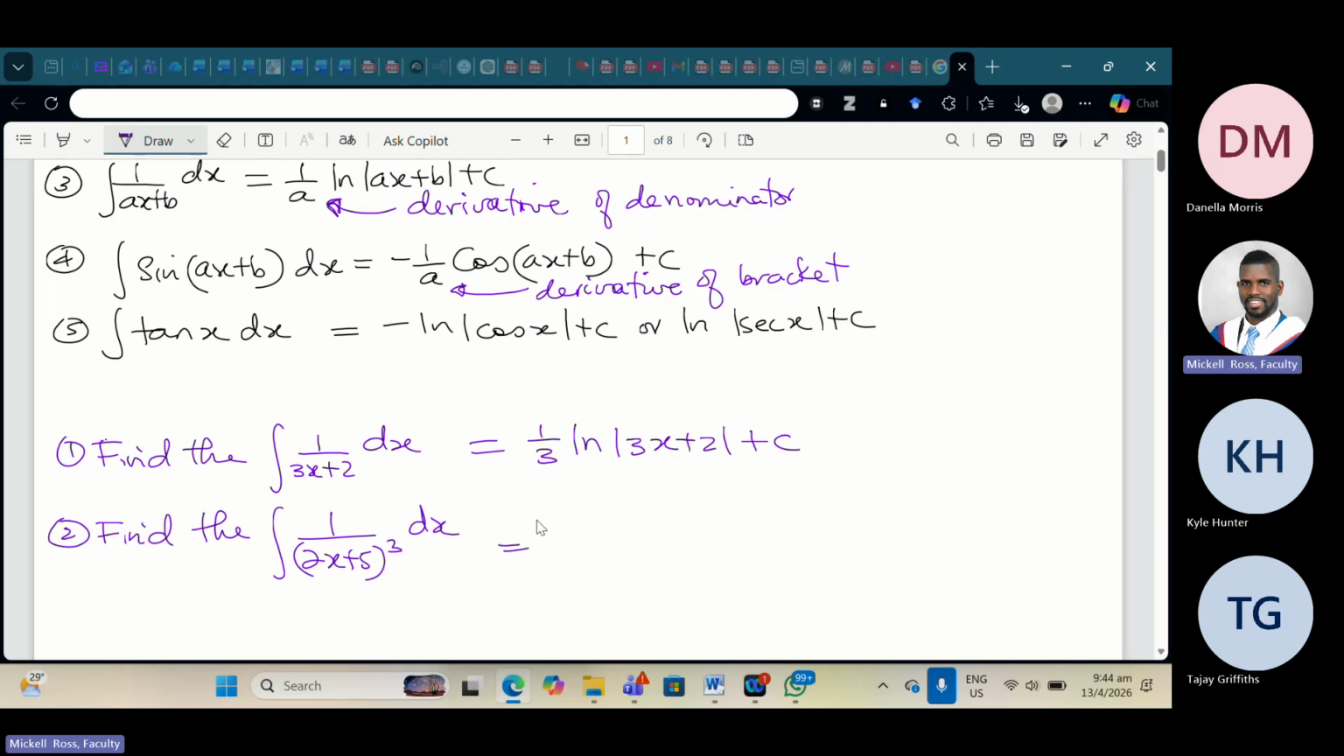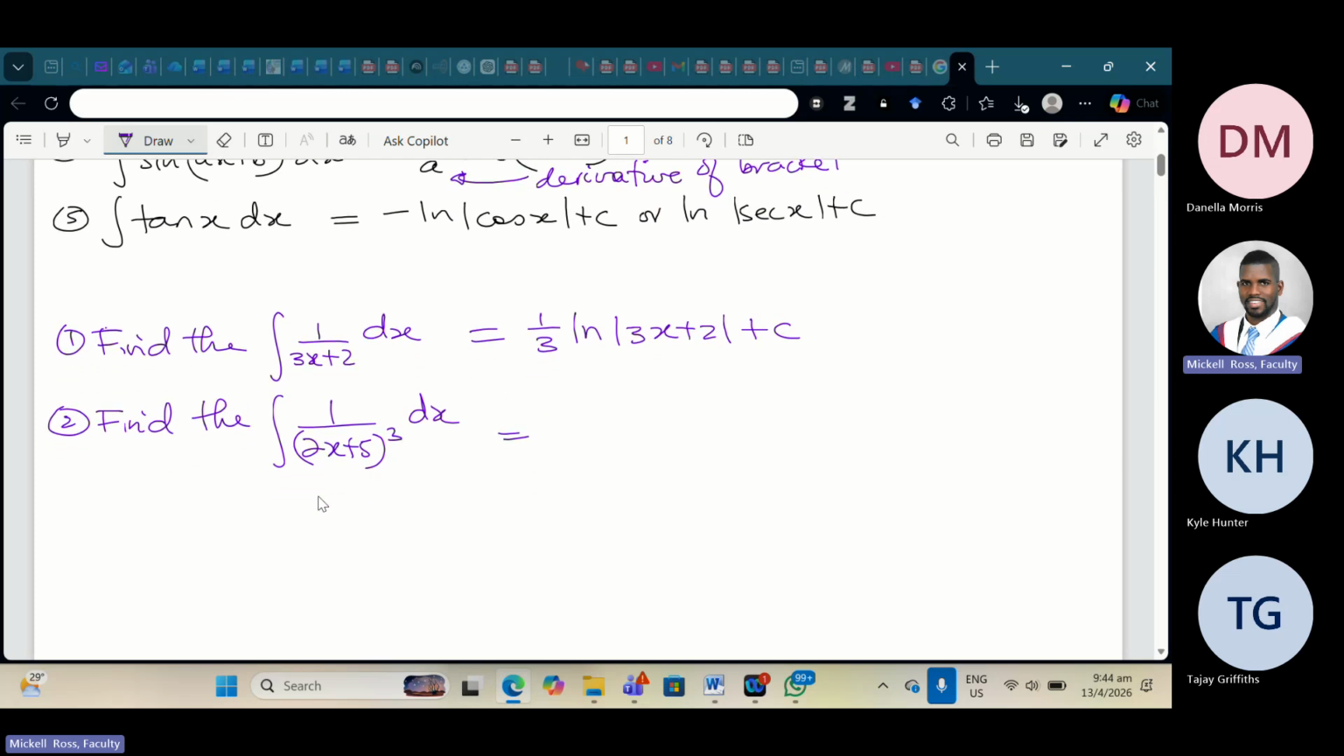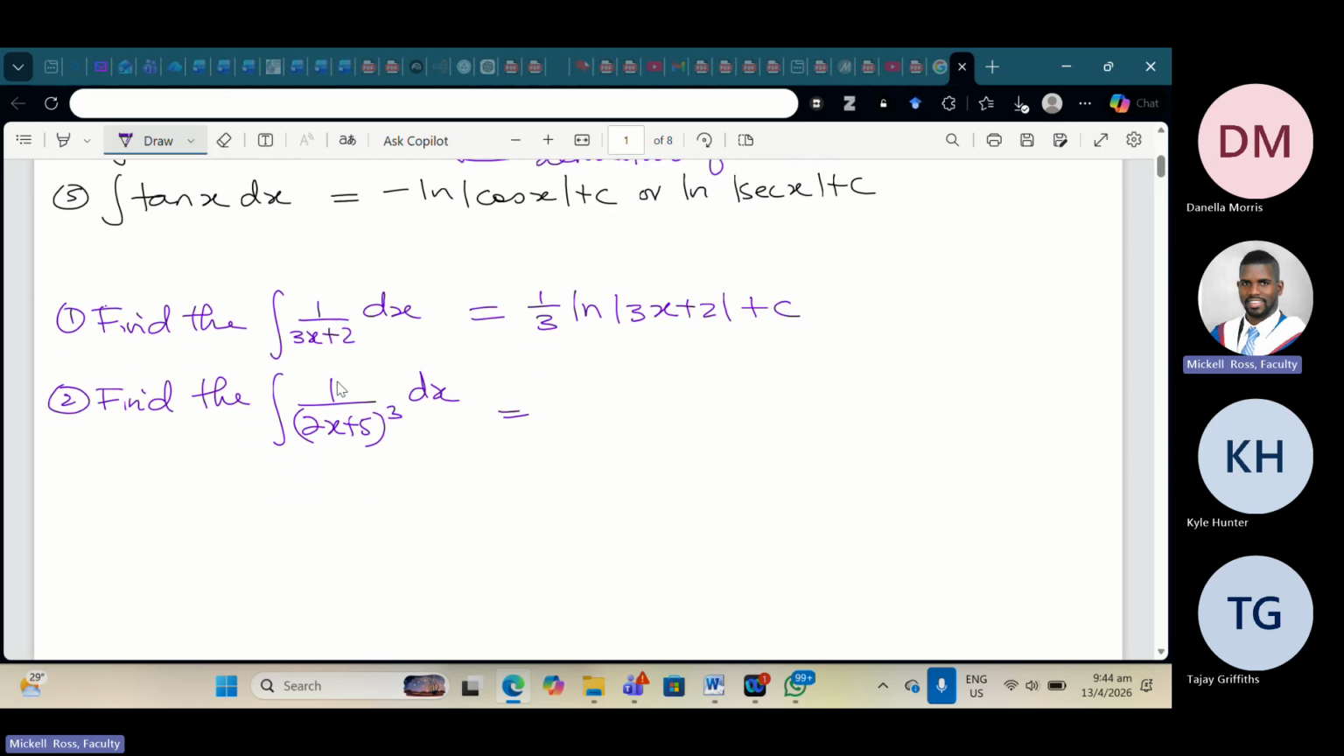Now, the reason why I'm doing it like this is because I want to show you the difference between the two, right? When to do what, when you're not supposed to do it. Now, because this has a power, you have to take this into consideration. Bear in mind, there's a rule in indices that says if you have a to the negative n, it's equal to 1 over a to the n. So this right now is written in the form of 1 over a to the n.